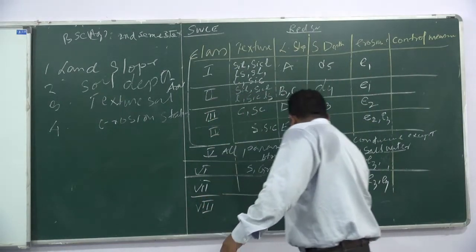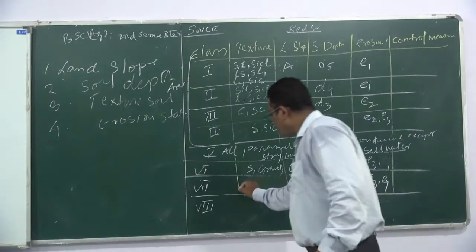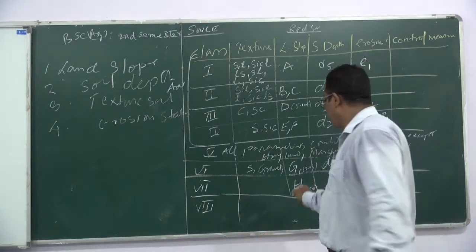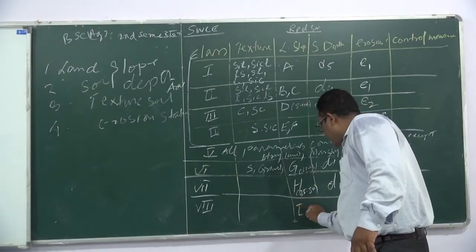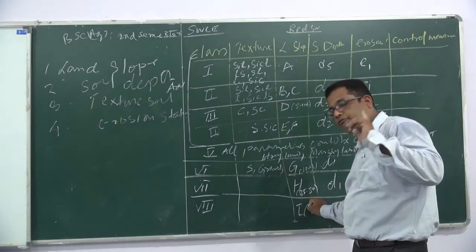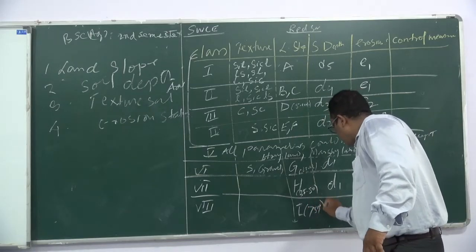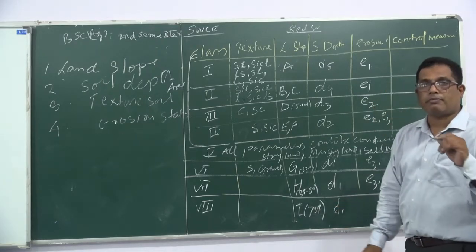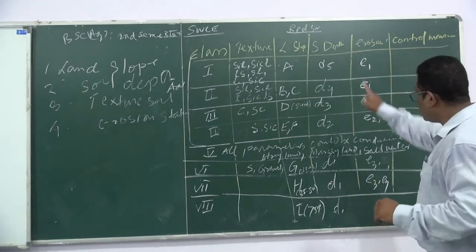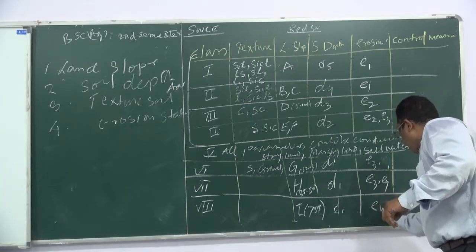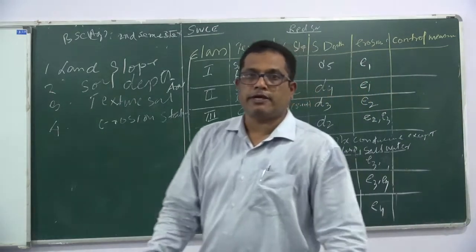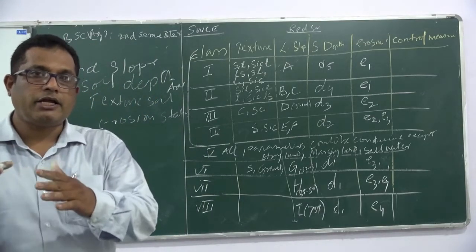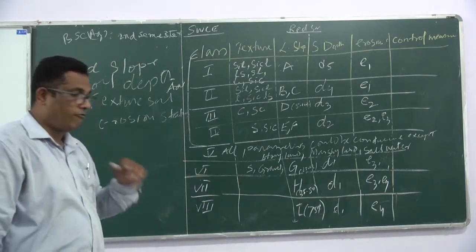Class 8 type of land. Texture, again there is no texture because there is no topsoil. This comes under I, that is land slope is above 50%. And soil depth is negligible, less than 7.5 centimeter, that is D1 under this condition. And erosion status is E4, where severe erosion takes place, where the A horizon is completely removed and the soil is eating into the B horizon. So this comes under E4.